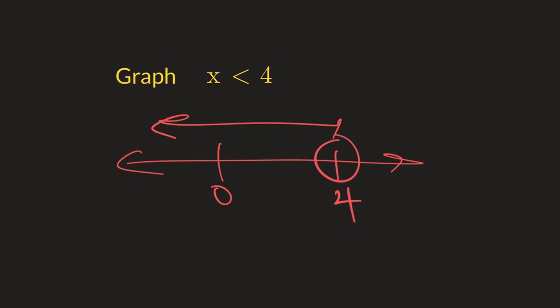Okay? So that's where the open and closed comes in. Values less than 4, there it is. Open circle around 4, arrow to the left. Now we have a visual of what's going on with the inequality. Okay? Everybody okay with that?